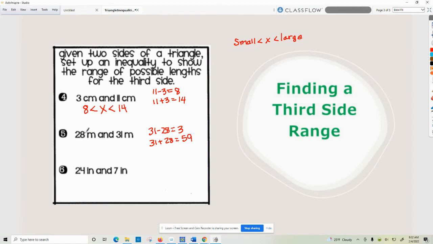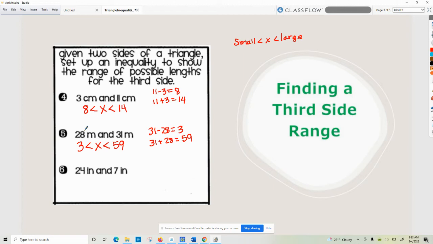Okay. So then I'm going to come over here and write my inequality that's going to represent all the possible lengths that I can have. Small number, my X to represent my side, and then my 59. So if you look, as long as I have a side length bigger than 3 but less than 59, I can use it with these two sides and actually make a triangle.